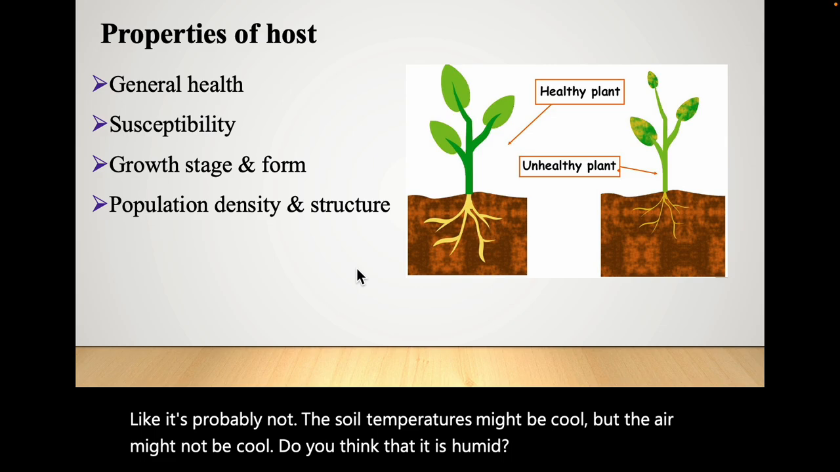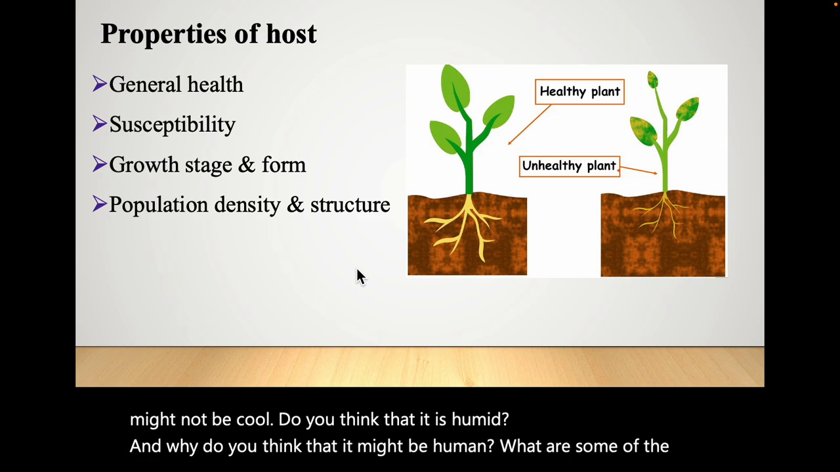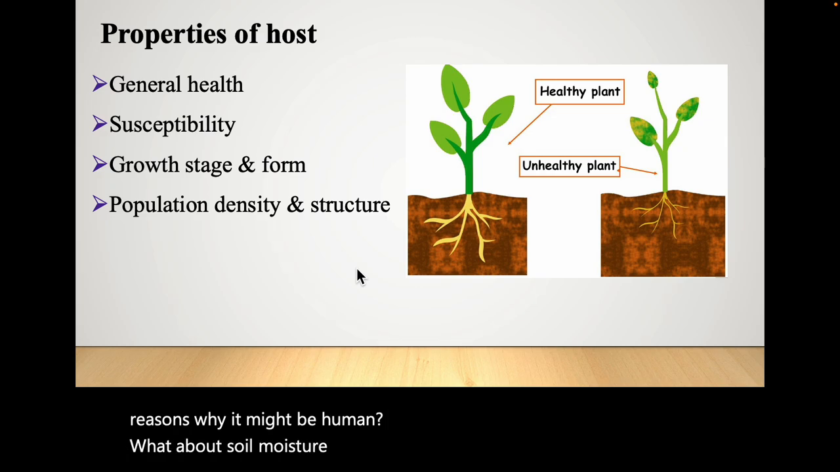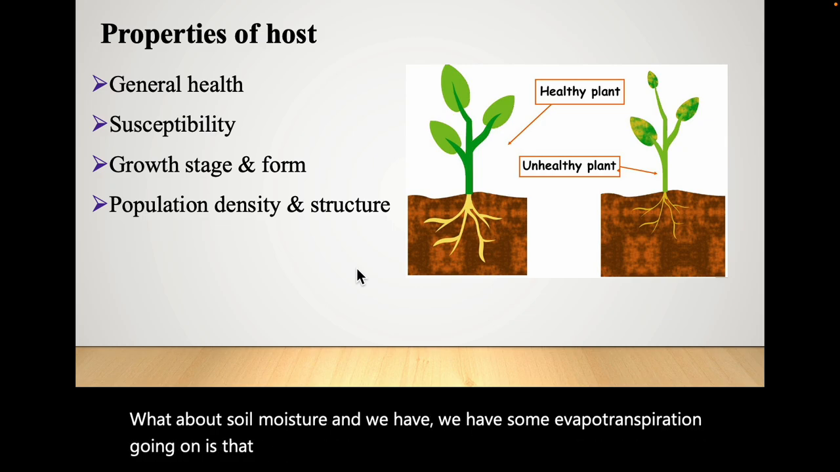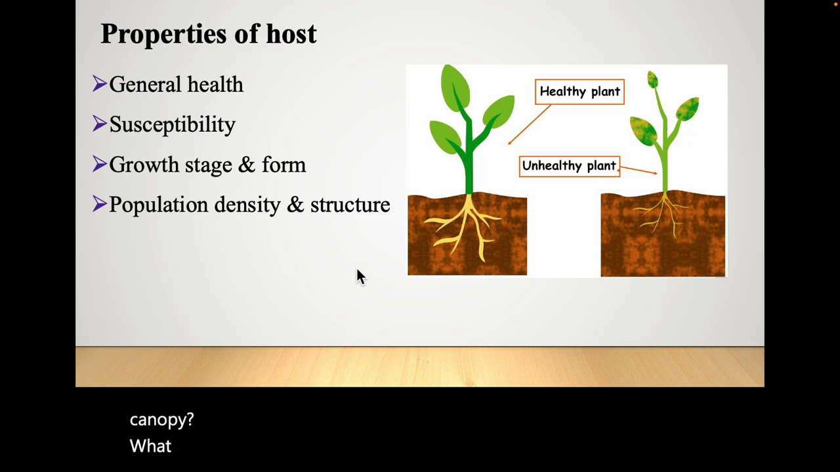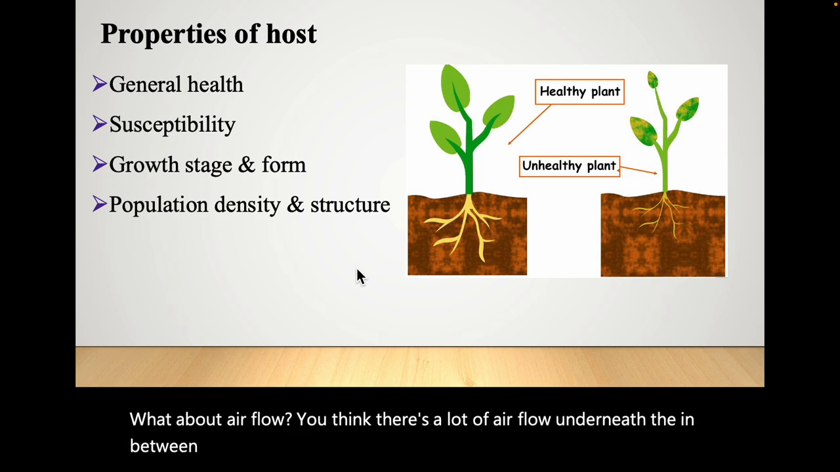And why do you think that it might be humid? What are some of the reasons why it might be humid? What about soil moisture? And we have some evapotranspiration going on. Is that moisture going to be able to make it out of that canopy? What about airflow? You think there's a lot of airflow underneath in between the rows of corn? No, probably not any of those, right?